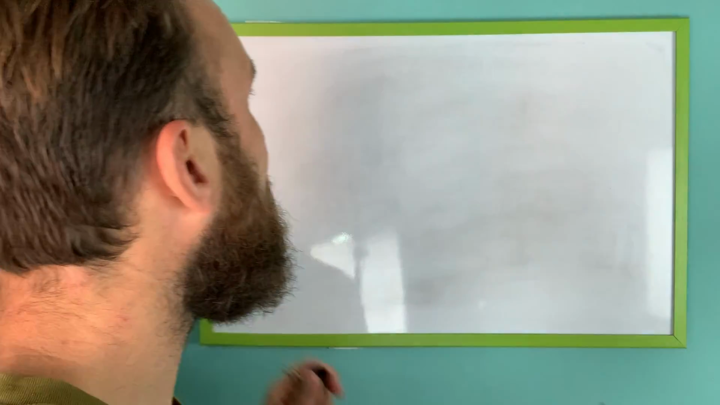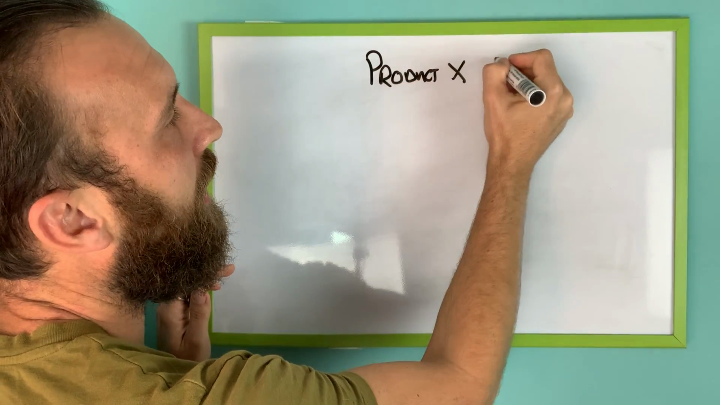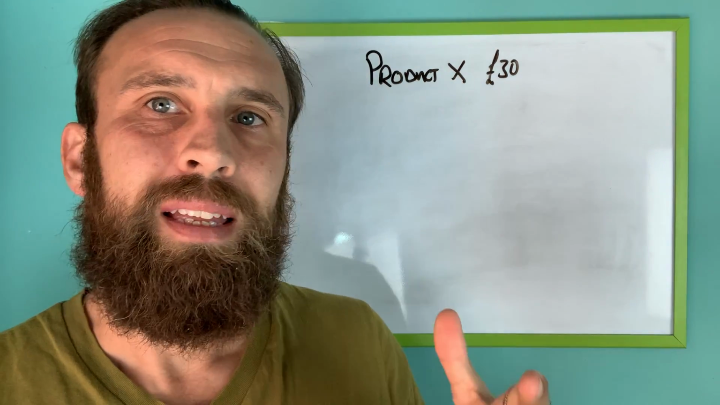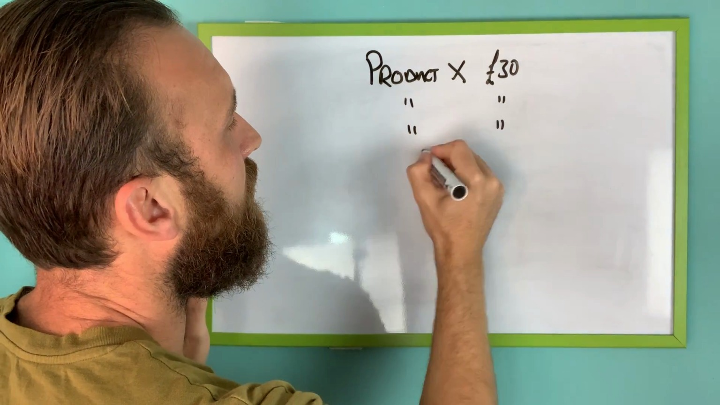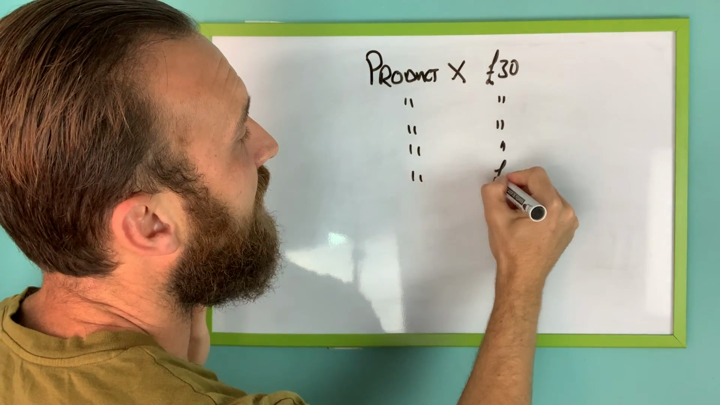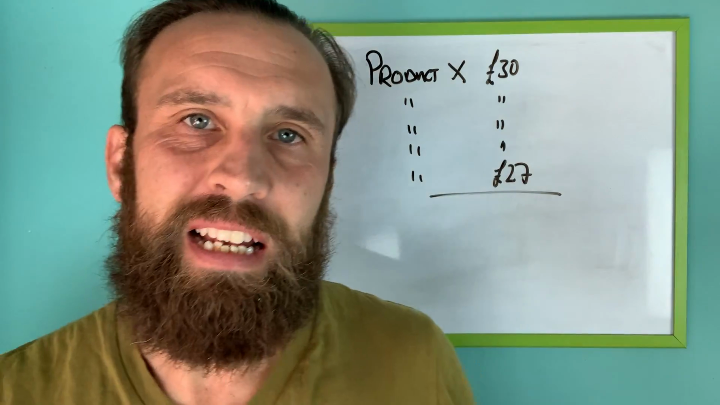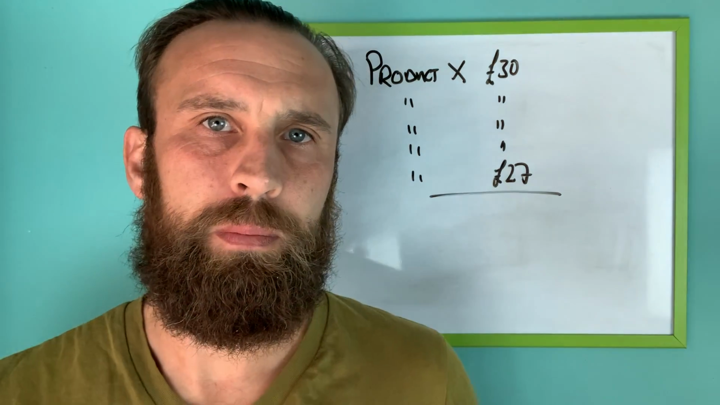Now, what tends to happen when people go and sell online is that they list it on Amazon or eBay or somewhere else, and they sell product X at, let's say, £30. The problem is there's loads of other people selling the same thing at £30. There's maybe even somebody selling it at £27. If everybody's selling the same product at the same price, why would somebody choose you?